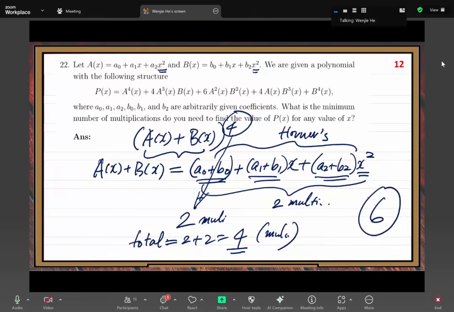6 multiplications. I look at their counting, and in some places it's not quite right. So you check your steps closely. Some steps are correct, but some steps are not correct. So your counting number is more than the best number. All right, that's number 22.